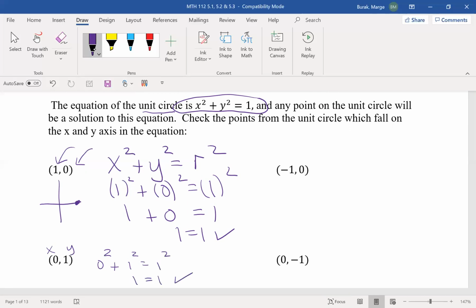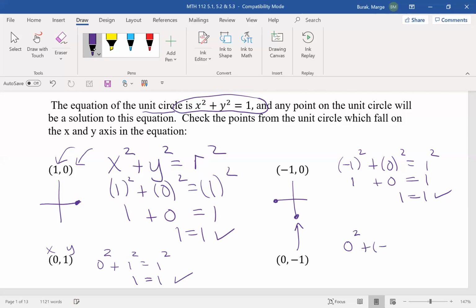It also works with the negative 1, 0, which is this point over here. So if x is negative 1 and y is 0, my radius is 1. A negative 1 squared is a positive 1. And we get, okay, so all of these points work. And here's the point 0, negative 1. And that also works. 0 squared plus negative 1 squared equals 1 squared. Okay, any point on the circle would work.